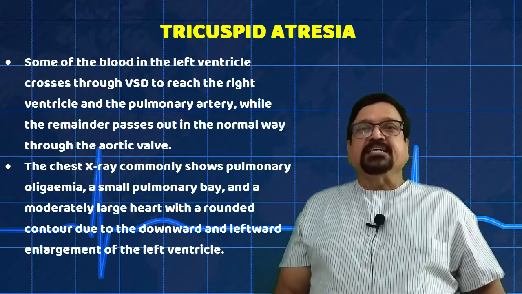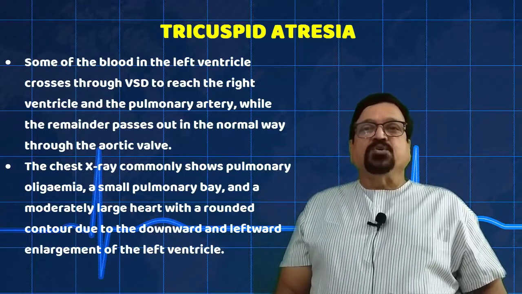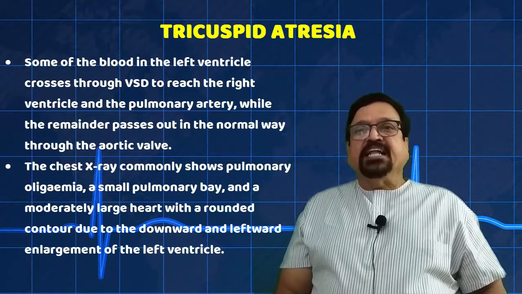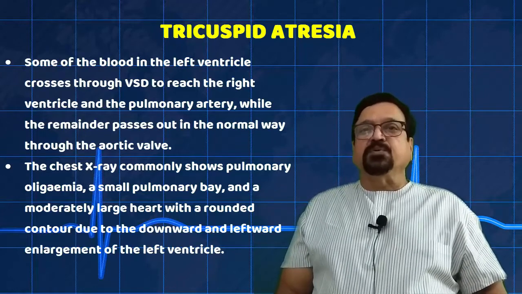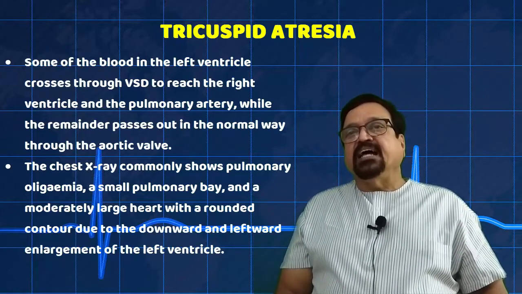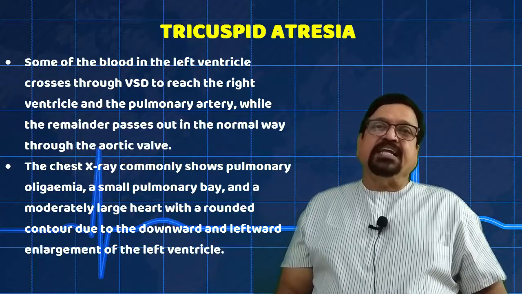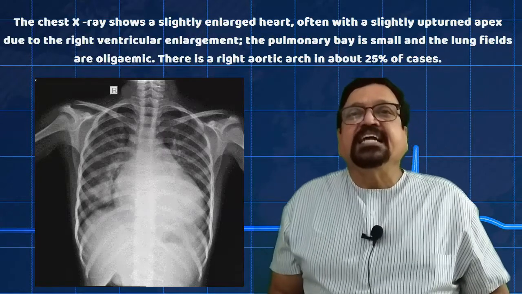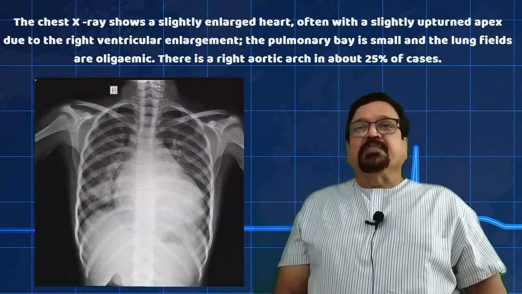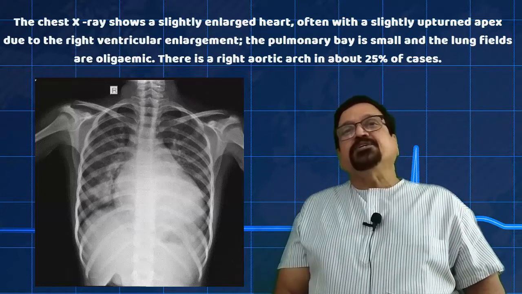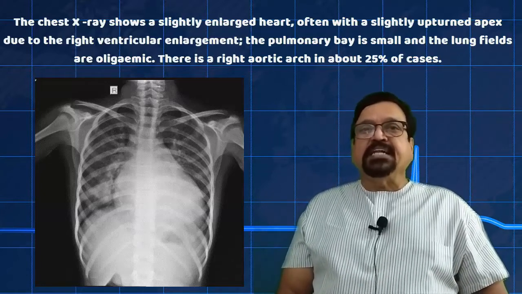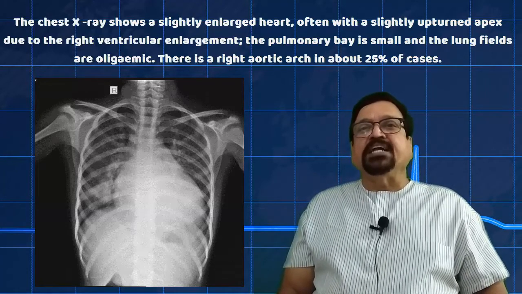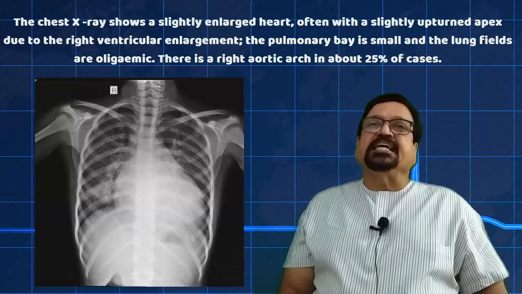The chest X-ray appearance. Chest X-ray commonly shows pulmonary oligemia, a small pulmonary vein, a moderately large heart with a rounded contour due to downward and leftward enlargement of the left ventricle. Now this is the picture. The chest X-ray shows a slightly enlarged heart, often with a slightly upturned apex due to right ventricular enlargement. The pulmonary bay is small and the lung fields are oligemic. There is a right aortic arch in about 25% of the cases.